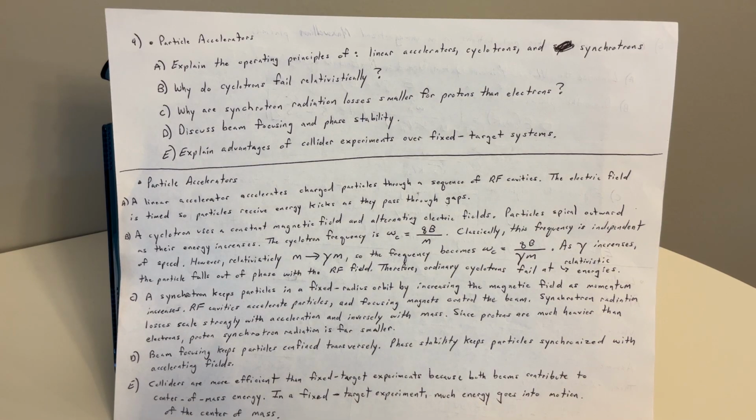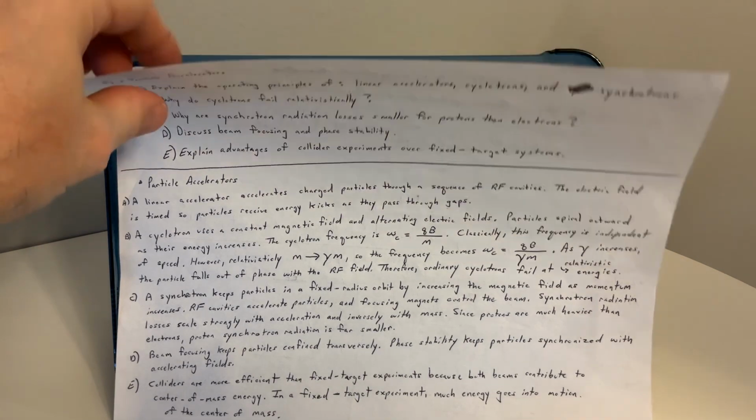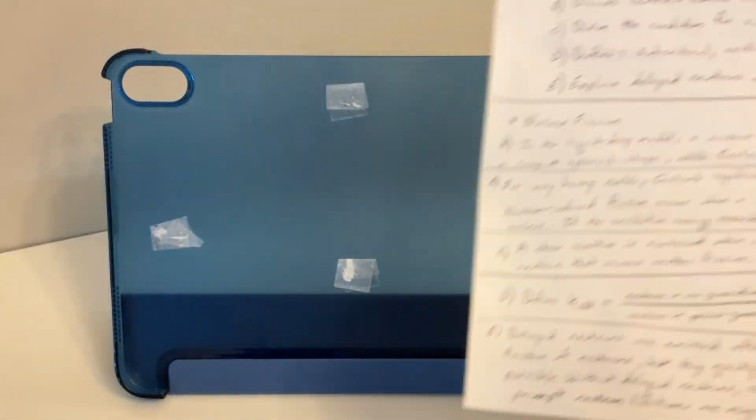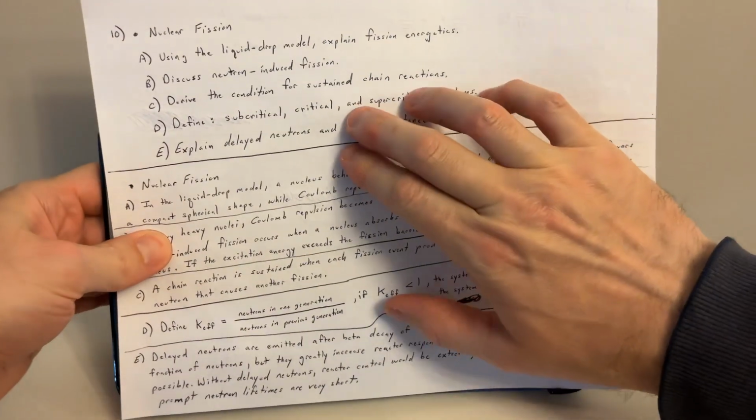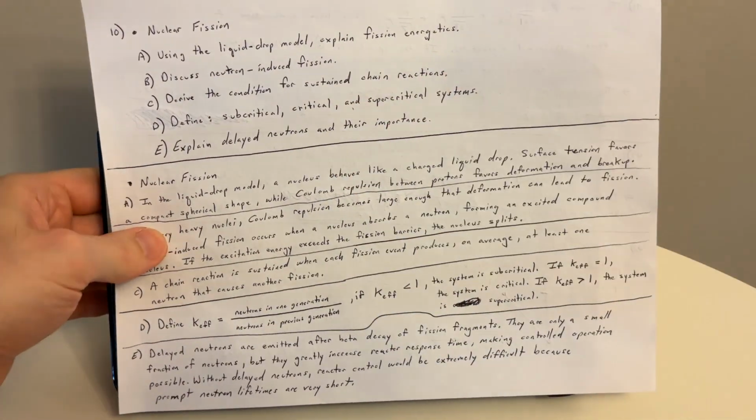So here, colliders are more efficient than fixed target experiments because both beams contribute to the center of mass energy. In a fixed target experiment, much energy goes into motion of the center of mass. Okay, so that's number 9, canonical. On to number 10. Also, standard canonical stuff.